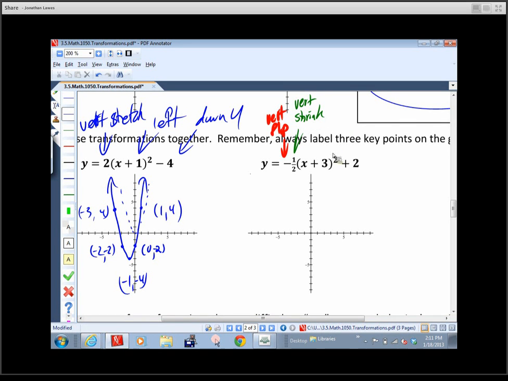What does the 3 do? Left 3, because that's a horizontal change, and it does the opposite of what we'd think, and this is up 2. So left 3 and up 2. There's our vertex. And again, just for the heck of it, I'll graph just really quickly roughly what the original one looks like.